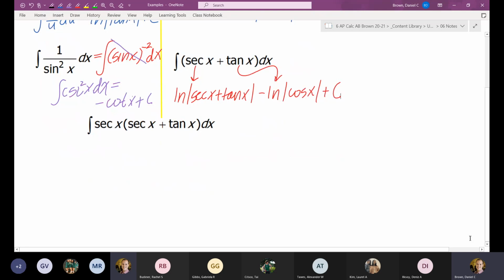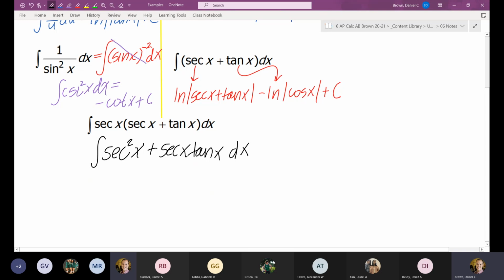Students want to integrate each part as it's written. But right now this is a product, so you need to somehow deal with that product, either by getting rid of the parentheses or doing u sub. Hopefully it's clear that with secant plus tangent x, you can easily distribute that secant across. Secant times secant is secant squared. Secant times tangent is secant of x times tangent of x.